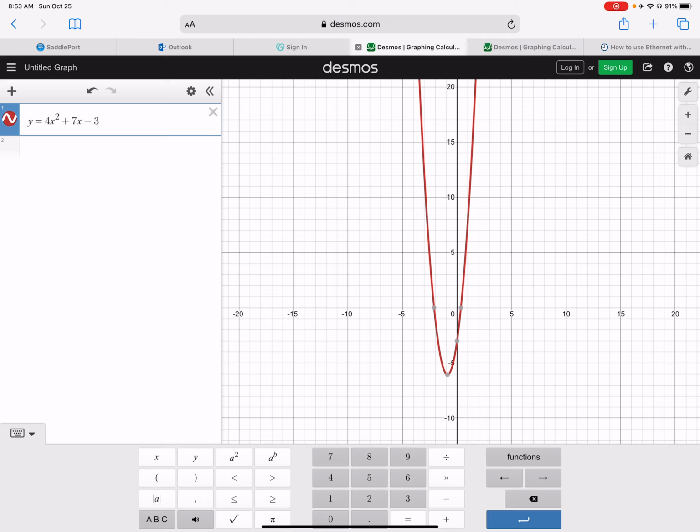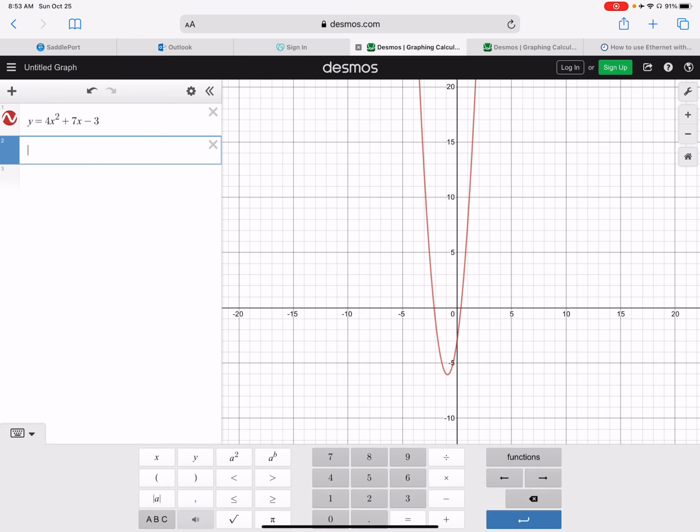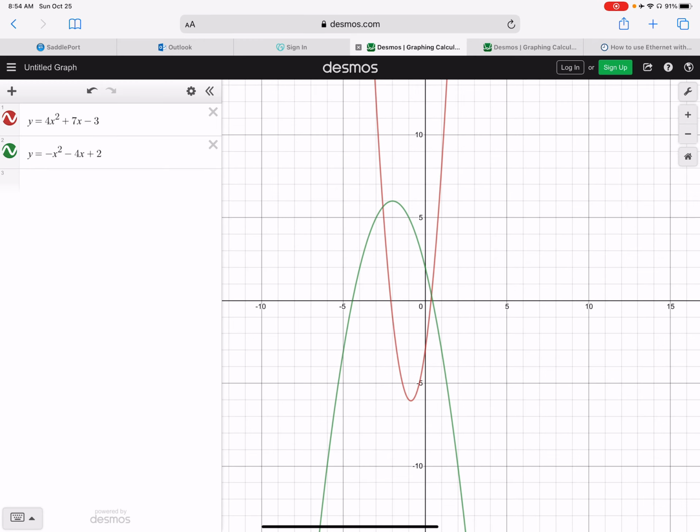And then what we do is we hit the plus button, and I'm going to do an f of x expression. Now, they don't take the function notation. You have to just use y equals. So y equals, and then plug in the right-hand side, negative x, hit the a squared to square that, and then minus 4x and plus 2. And so these happen to intersect in 2 points.